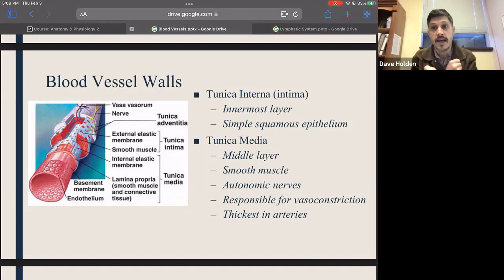So when you get cold and you start to shiver, your body is rerouting blood to the core and away from the extremities. We do this by twiddling the diameter of blood vessels, which will effectively shunt blood one place and away from another place. So this is the layer responsible for vasoconstriction, and it's going to be thickest in the arteries, because that's where this happens.